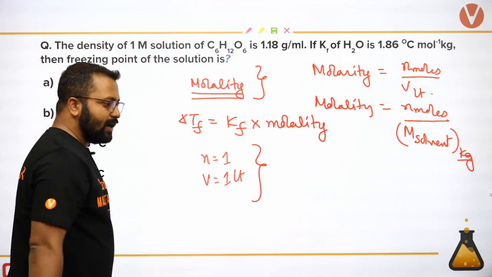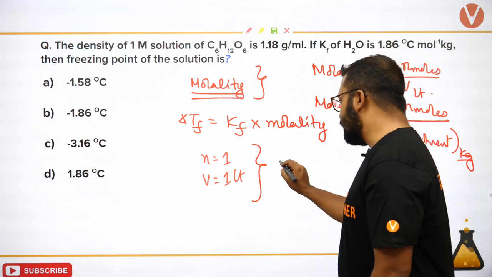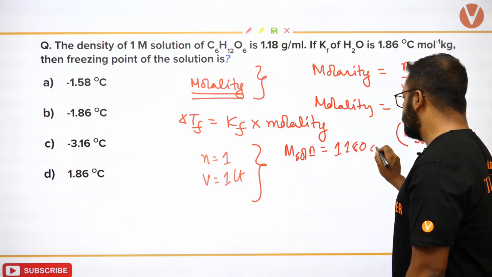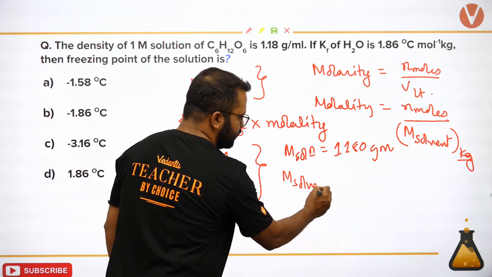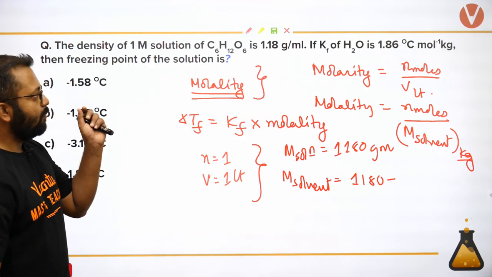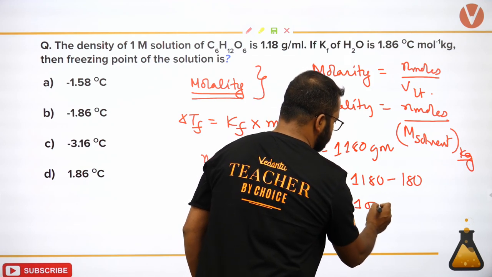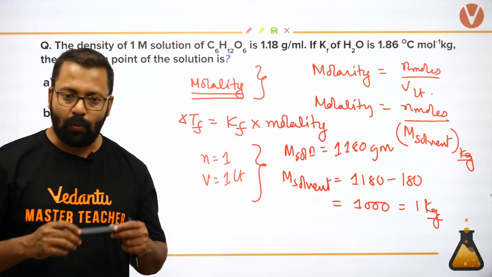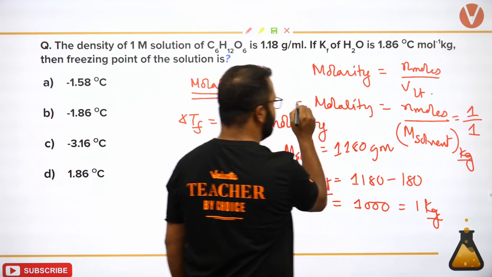So can you tell me what will be the total mass of solution? Total mass of solution. Agar 1 liter liya hai, then total mass of solution will be equal to 1180 grams. Mass of solvent will be equal to 1180 minus mass of solute. Agar humne 1 mole solute liya hai, so minus 180, that will be 1000. Kitna aa gaya? 1 kg. Okay, 1 kg. So mass of solvent 1 kg aa ja raha hai. So number of moles is 1, mass of solvent is 1, so molality is also 1.